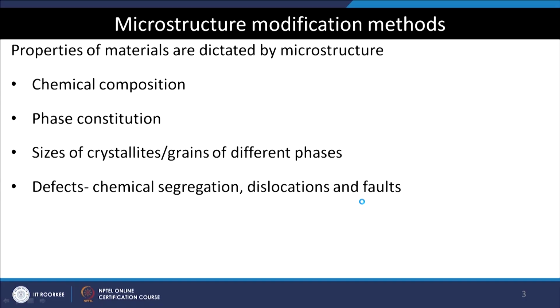And then the defects engineering, which is not very well established as an engineering method, but still we know that, for example, by doing a cold deformation we can change the properties of the material, by introducing defects like dislocations or planar faults.